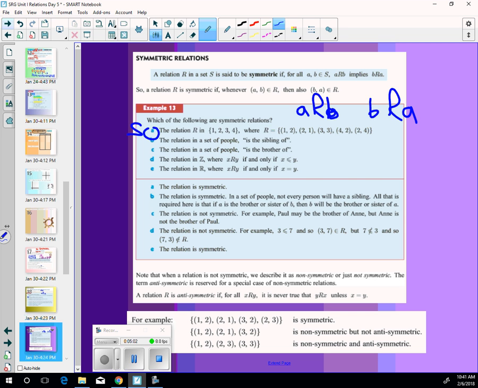The relation of a set of people is the sibling of siblings. Brothers have siblings of sisters. Sisters have siblings of brothers. So yes, that is symmetric too. Is the brother of symmetric? Is everybody who is the brother of someone going to be symmetric? Not if you're a sister. You can have a brother, but the brother won't have a brother then. So this would be no. And then for (x, y), we did x less than y and x equal to y. The x equal to y works, the x less than y does not work.